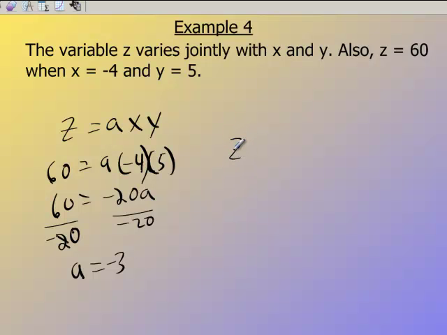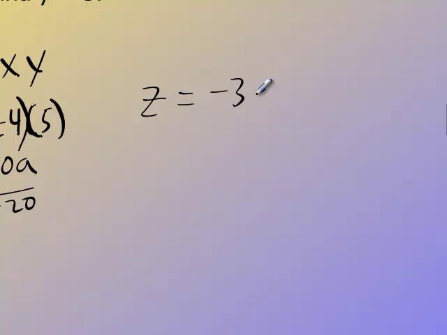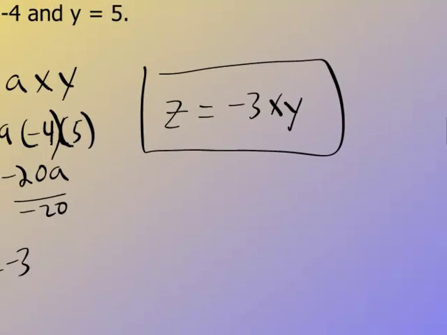So therefore, my equation is Z is equal to -3XY. And then if given values for X and Y, I can find what Z is, or Z and X, or Z and Y. Then it's just a piece of cake.